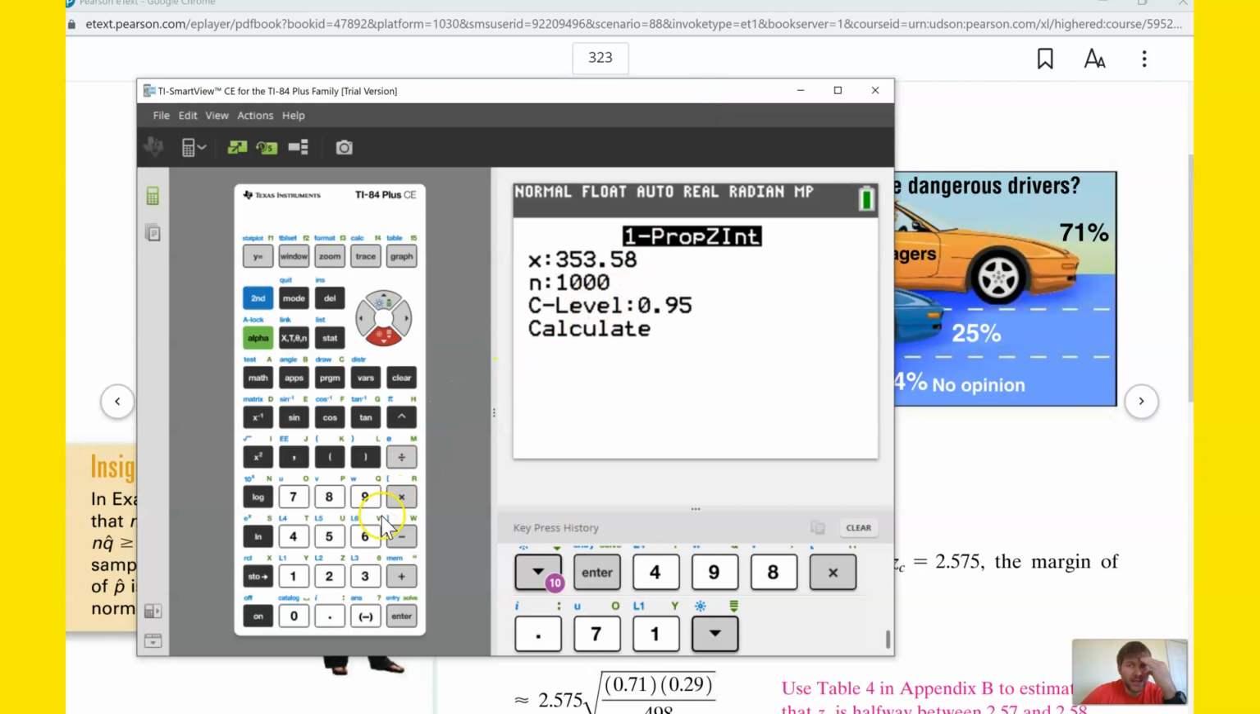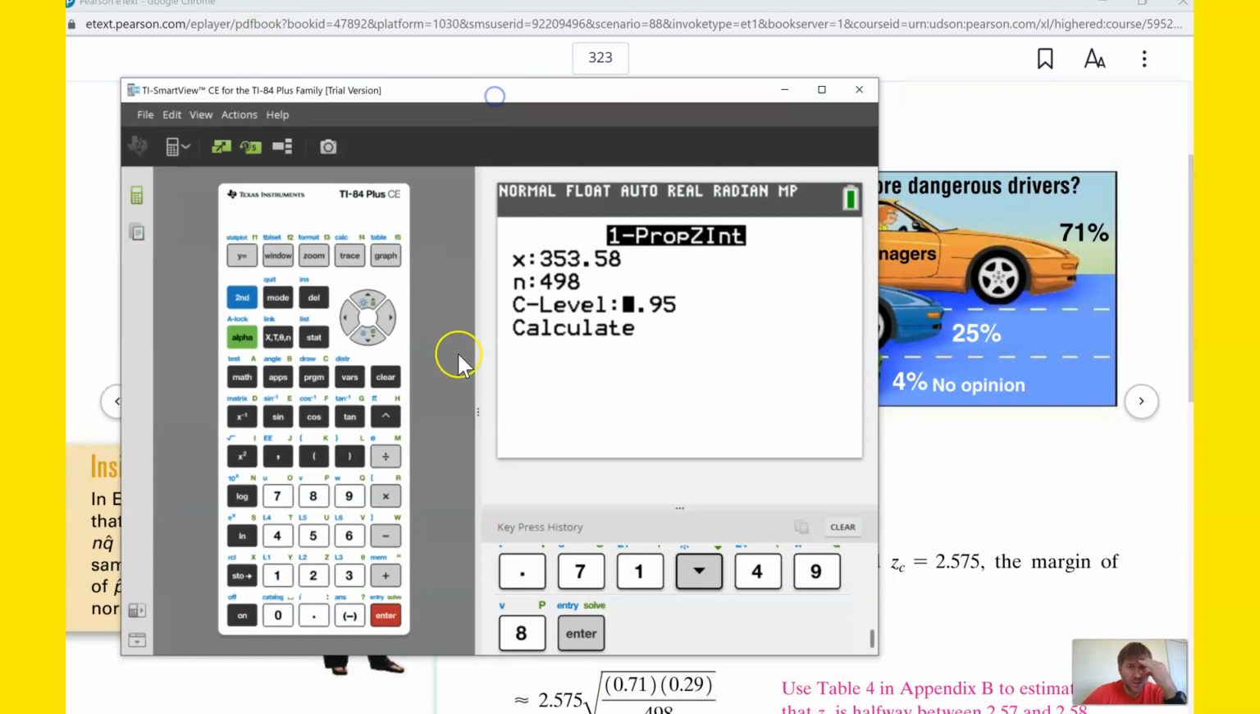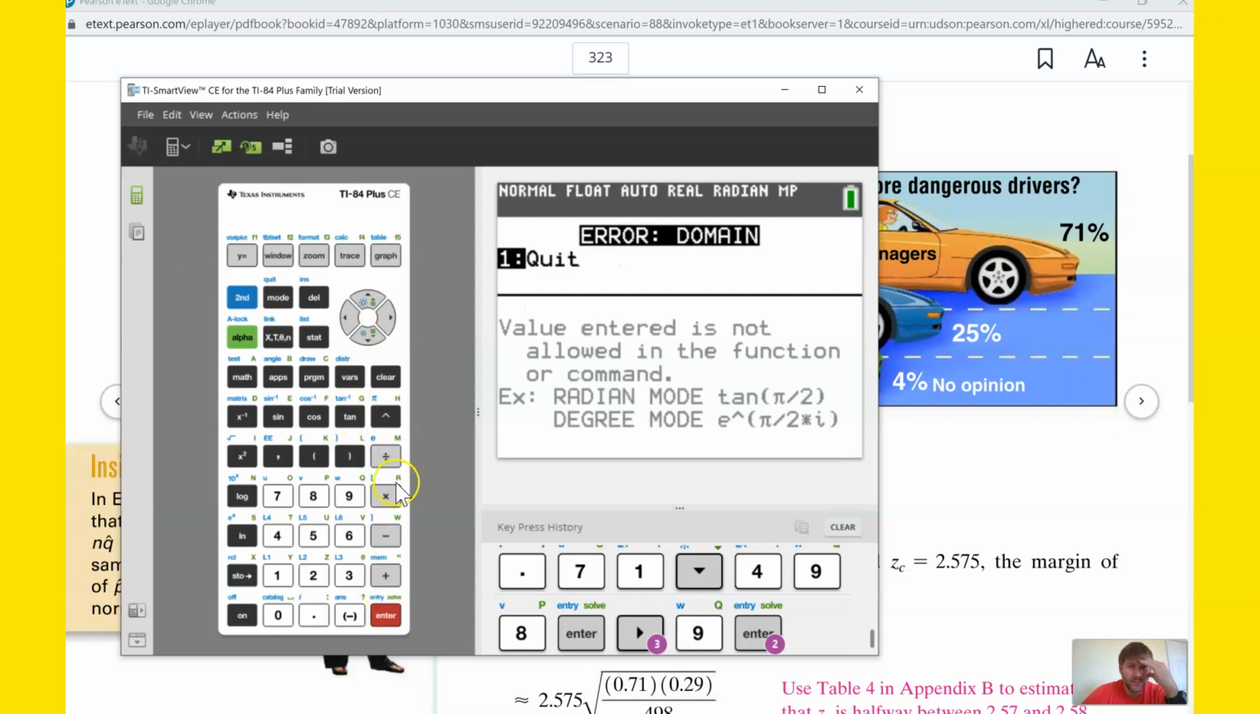And then n is going to be 498. That's how many were in my sample. My confidence level was what in this problem? 99%. So 0.99, and then hit calculate. I think it won't let me do it.